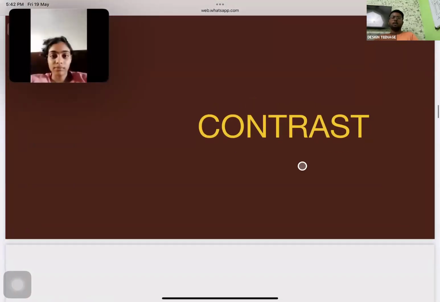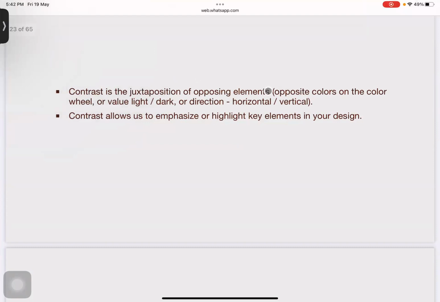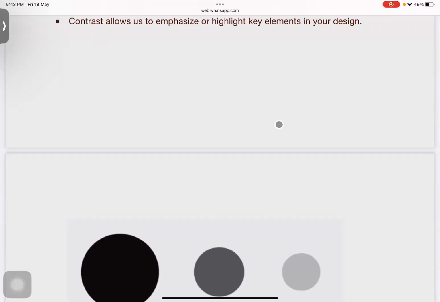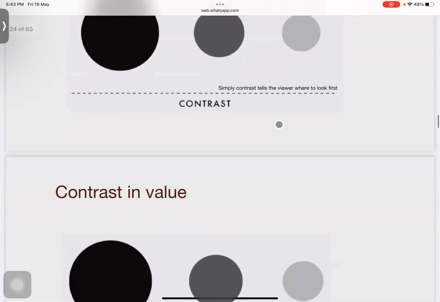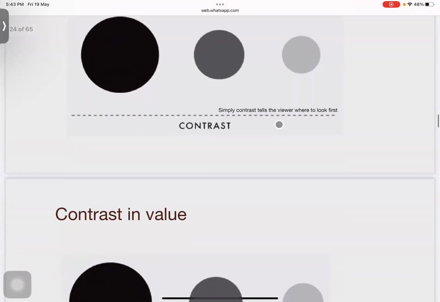Fine. So contrast is the superposition of opposing elements: opposite colors on the color wheel, or value of light and dark, or direction, horizontal and vertical. Contrast allows us to emphasize or highlight key elements in your design. Not only that, contrast allows us to identify anything that is possible in this world. Without contrast, we won't be able to see anything. Without contrast, you won't be able to identify if your mom and dad are in front of you or not, right? So simply, contrast tells the viewer where to look first.